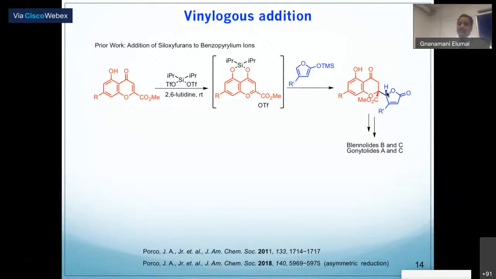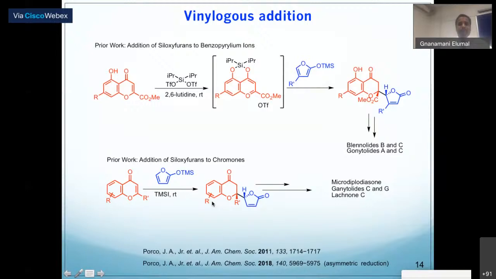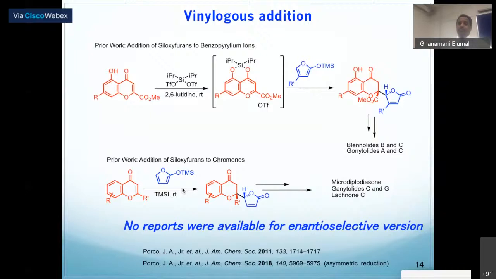Also, it is only given in the racemic version, not in the enantioselective version. Also, recently in 2018, the same group synthesized some other biologically active natural products with non-activated chromone and a siloxyfuran derivative. They are able to make it with the non-activated chromone. Still, it is in racemic version, not in the chiral version. Then we looked at the literature. There is no report available to make those types of molecules in an enantioselective version.